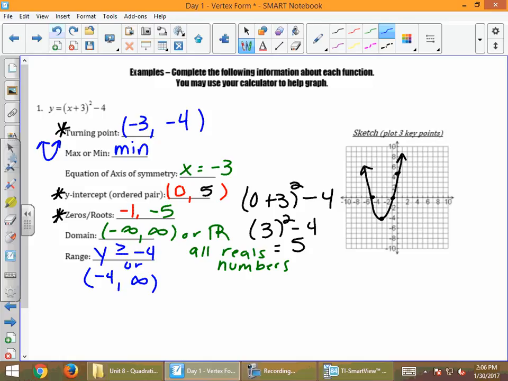Either one. You might see it both ways. I don't care whichever way you want to write it. I like y is greater than or equal to -4. You might see it as interval notation, so just be aware. There we go. Questions over that one? Do more. You get some practice on your own.